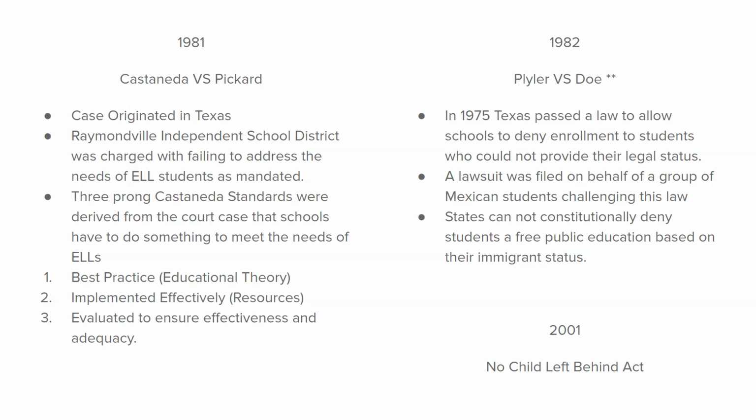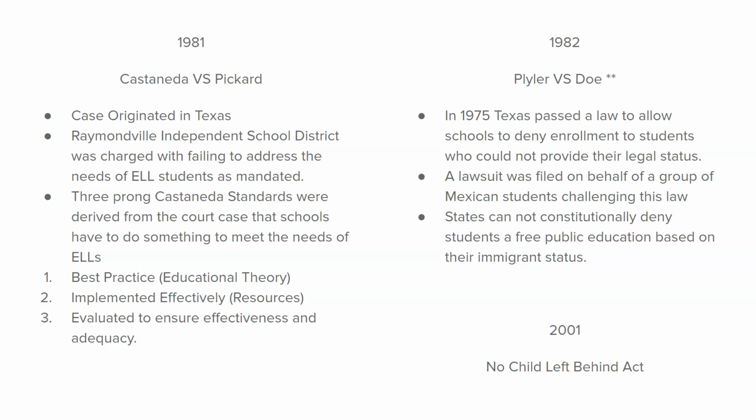Next, there is Plyler versus Doe, and this changed the law so that schools could not restrict students from coming to school because of their legal status. All students in this country are entitled to free public education, not based on their immigrant status. So if you are a child in this country, you deserve a free public education. You're entitled to it.